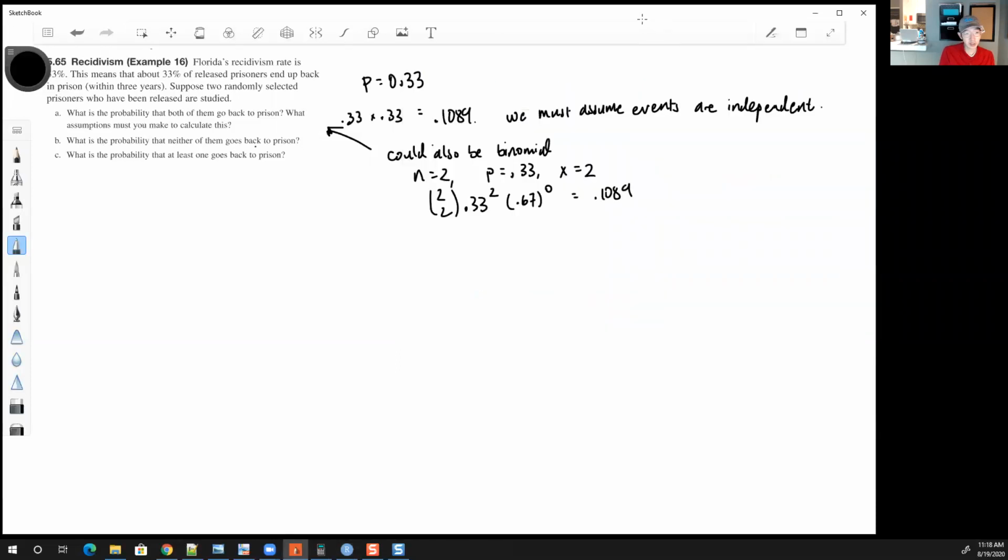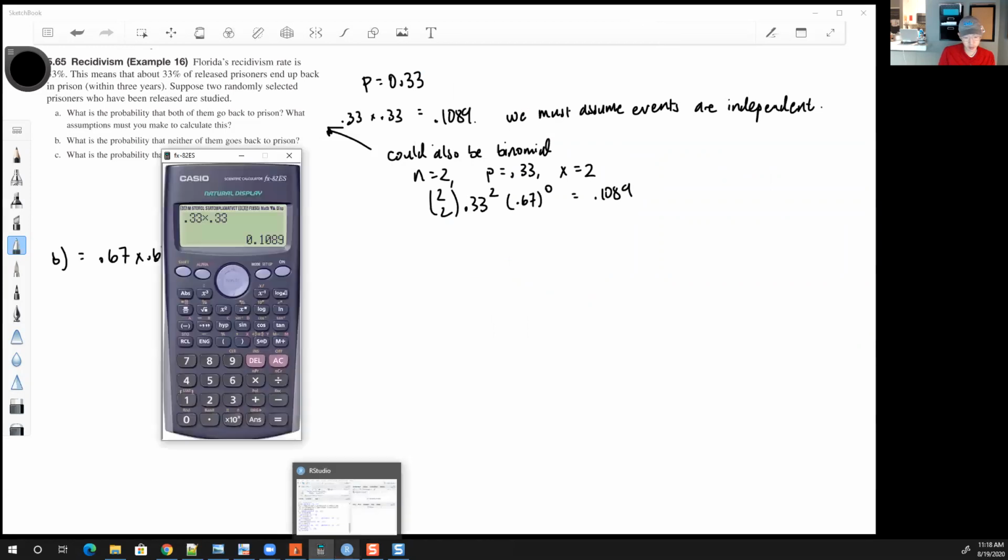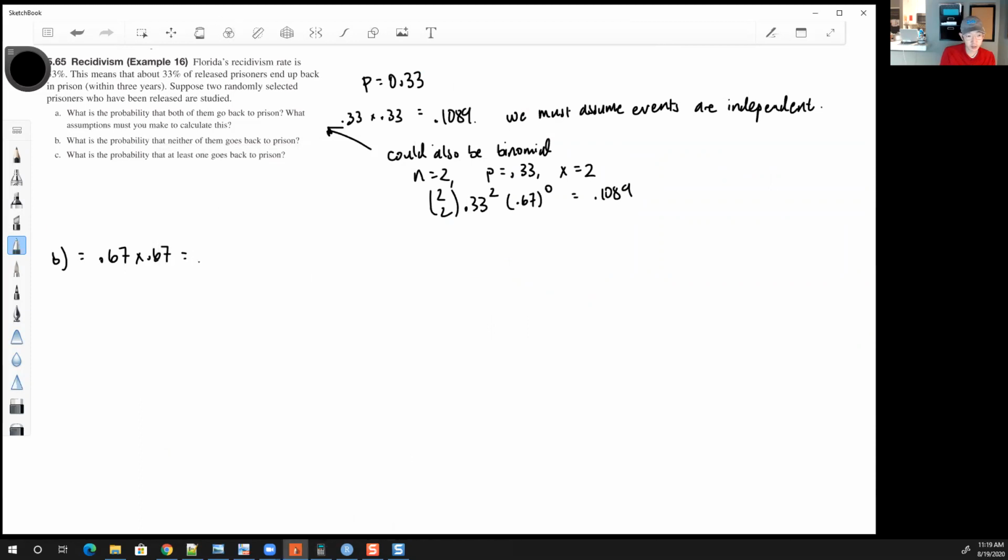What is the probability that neither of them goes back to prison? So B will be 0.67 times 0.67, okay, which will be 0.4489.